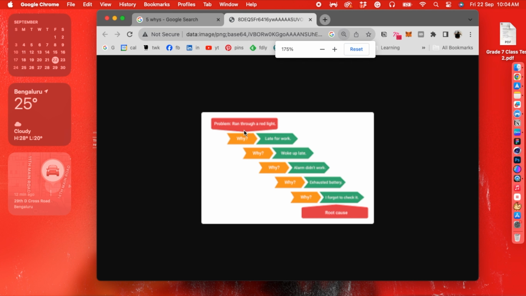You're basically taking the problem. When you ask the first why, you will get an answer. You're asking why again to that answer. You will get another answer. You will ask why again to that answer, and you will get another answer until you reach the root cause of a problem. So the problem and the root cause of a problem, you will understand it, right?